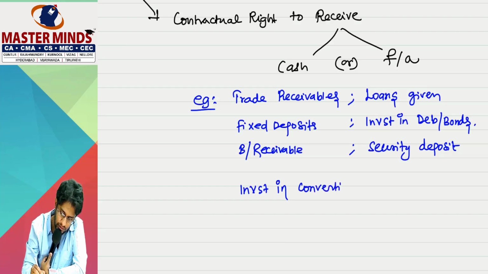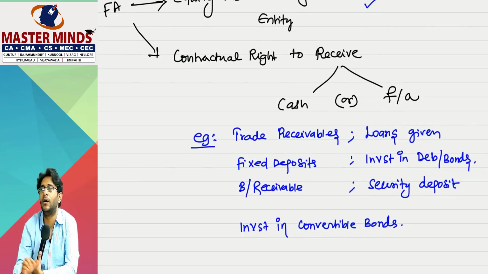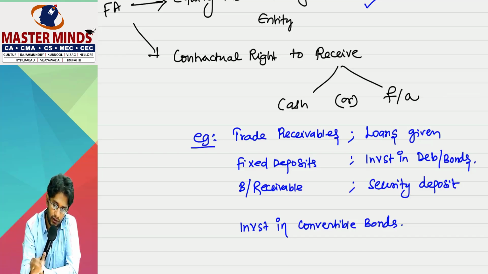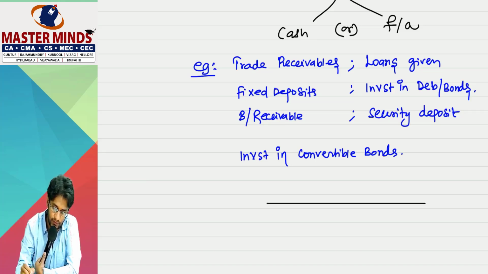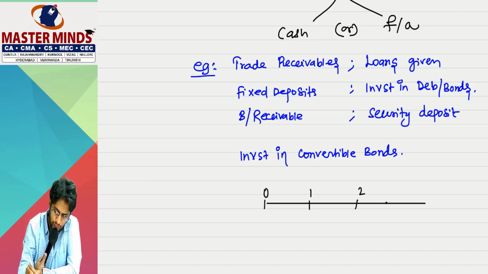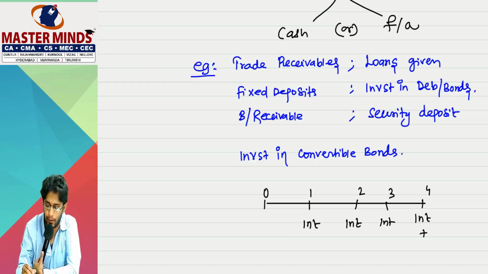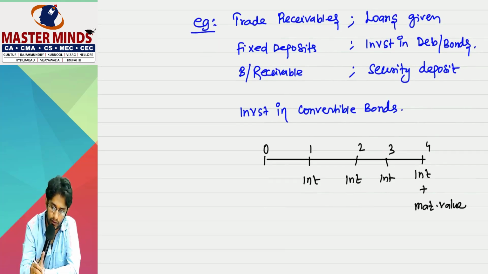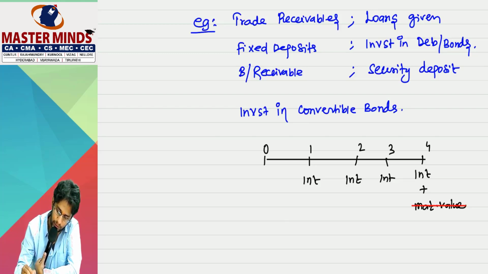You tell me this, whether this is a financial asset: investment in convertible bonds. Peacefully think and answer. Investment in a convertible bond. So first of all, bond cash flows means what all cash flows will be there in a bond. Suppose I have a 4 year bond. For the next 4 years I will be having a right to collect cash in the form of interest. Normally if it is a redeemable bond, at last I should get the maturity value in cash. But this is not a redeemable bond. This is a convertible bond. So instead of maturity value, I will be receiving the equity shares of the company that has issued the bonds.